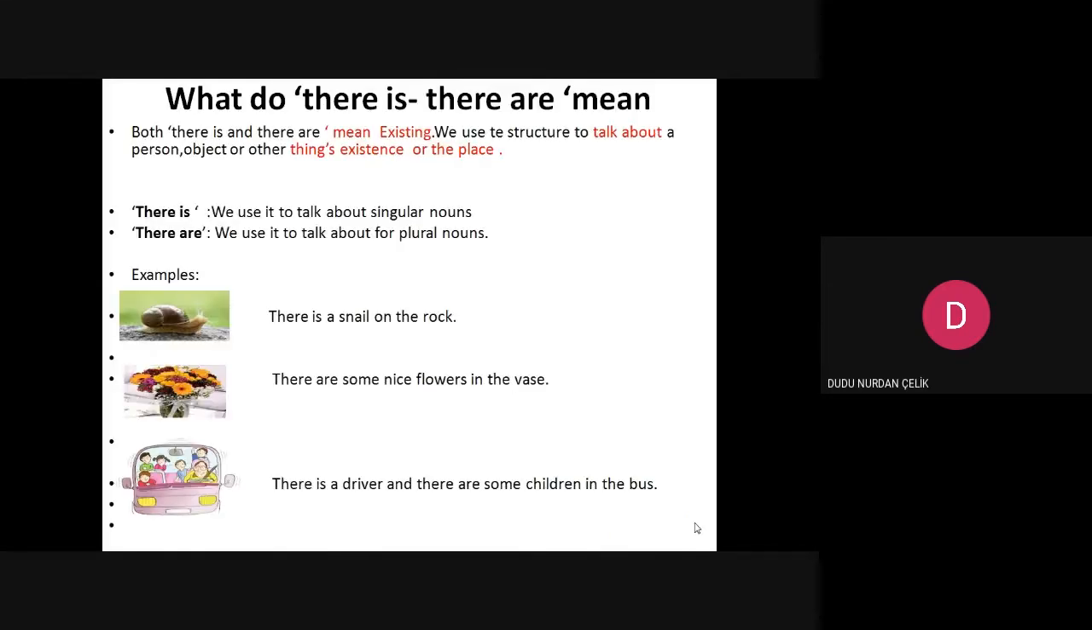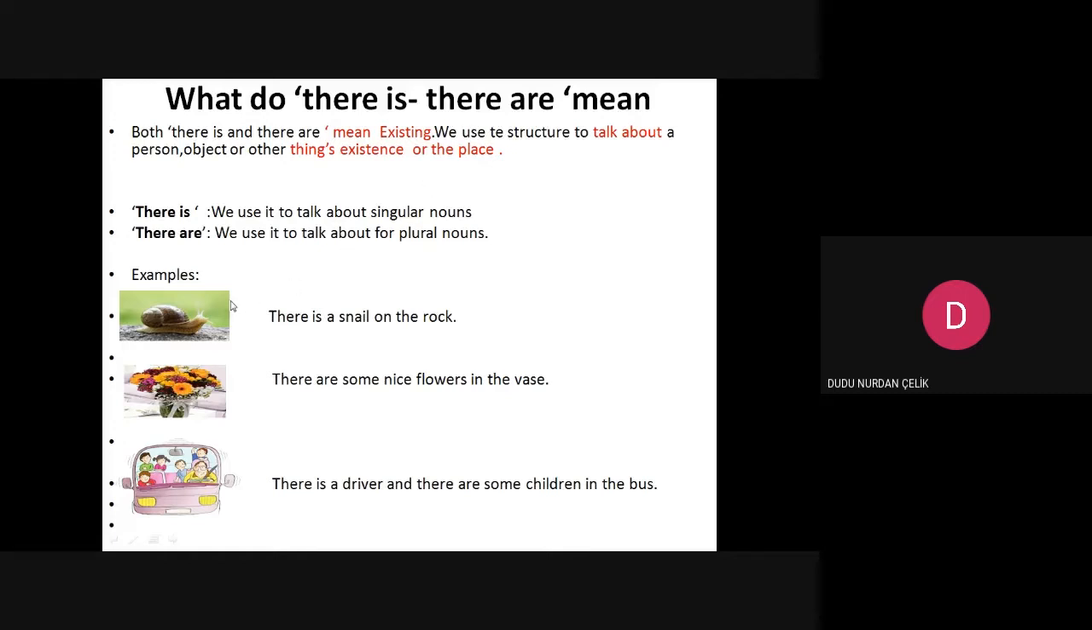What do there is and there are mean? Both there is and there are mean existing. Existing means, for example, you can see something, it's there, so it's existing. We use the structure to talk about a person, object, or other things, their existence, or the place.